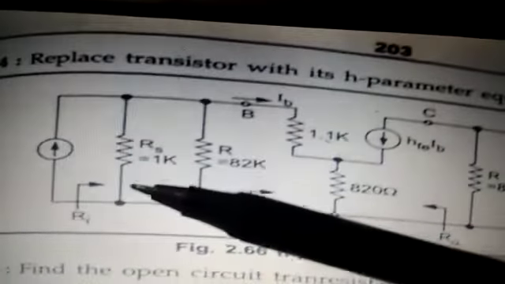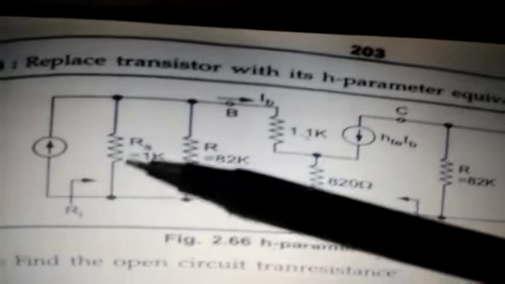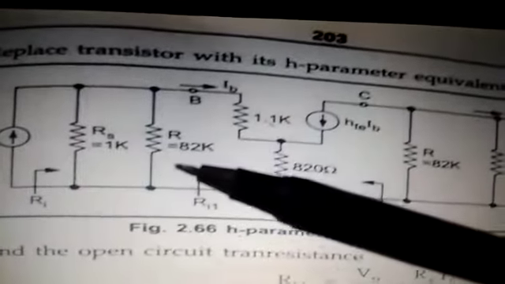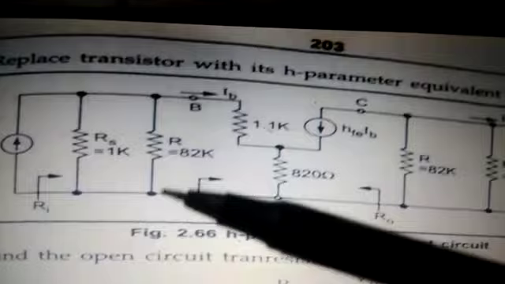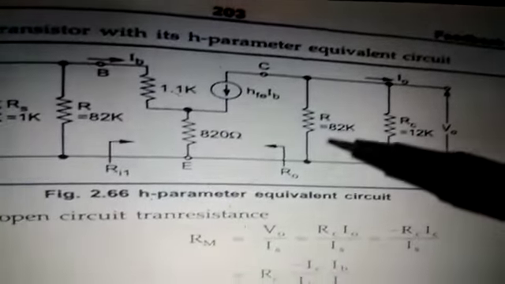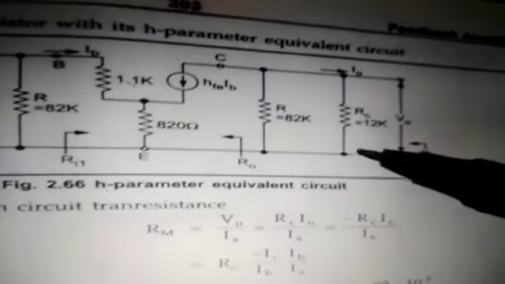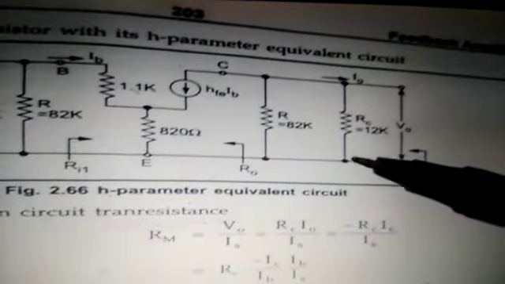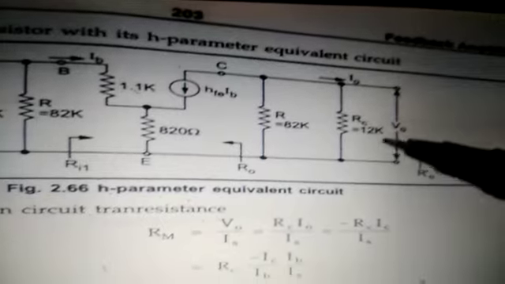This is current source, this is resistance along with current source. This is the resistance when we find the input circuit. This is the resistance when we find the output circuit, and this is the resistance connected at the collector, 12 kilo ohm.